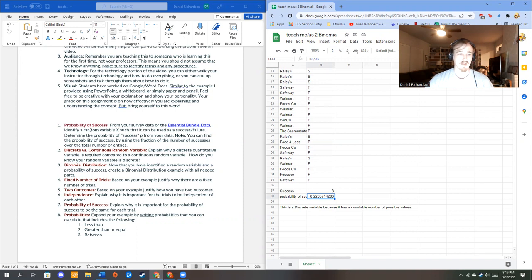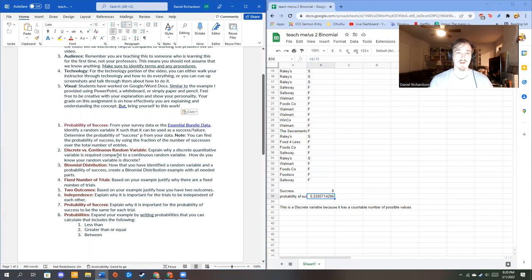So we have probability of success over here. Determine the probability of success from your data. Note, you can find the probability of success by using a fraction. So we did that. Next, we were supposed to determine whether it's discrete or continuous.